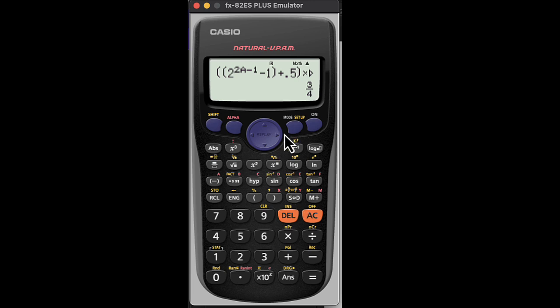Okay, let's move on to option B. Option B, the only changes are this is 1.5 and this is 2 to the power of n minus 1, so A minus 1. This is the only change. Let's see. Again 0.75. This is also incorrect. Okay, let's go to option C. This is 2 to the power of minus A minus 1. That's the only change they've made. Let's see this. 0.375. This is also incorrect. Let's go to option D now.